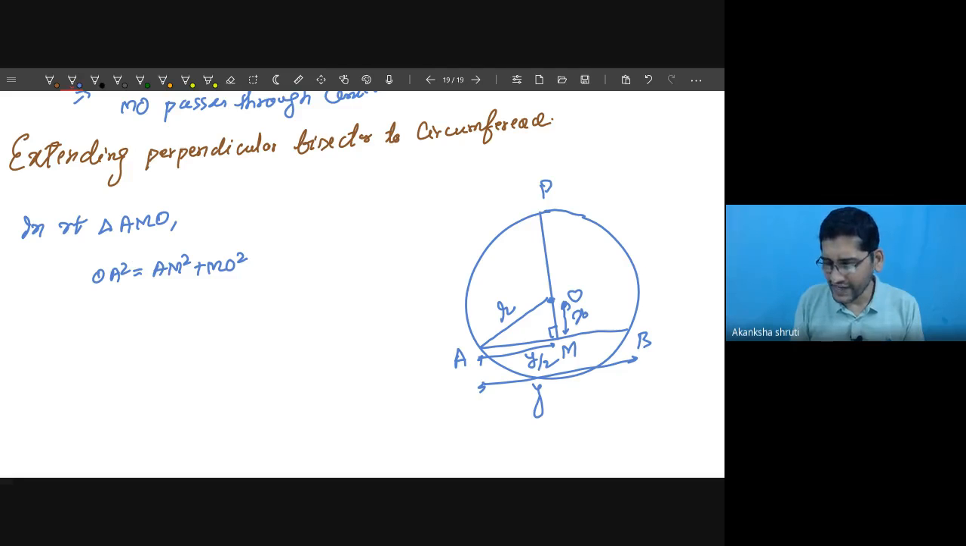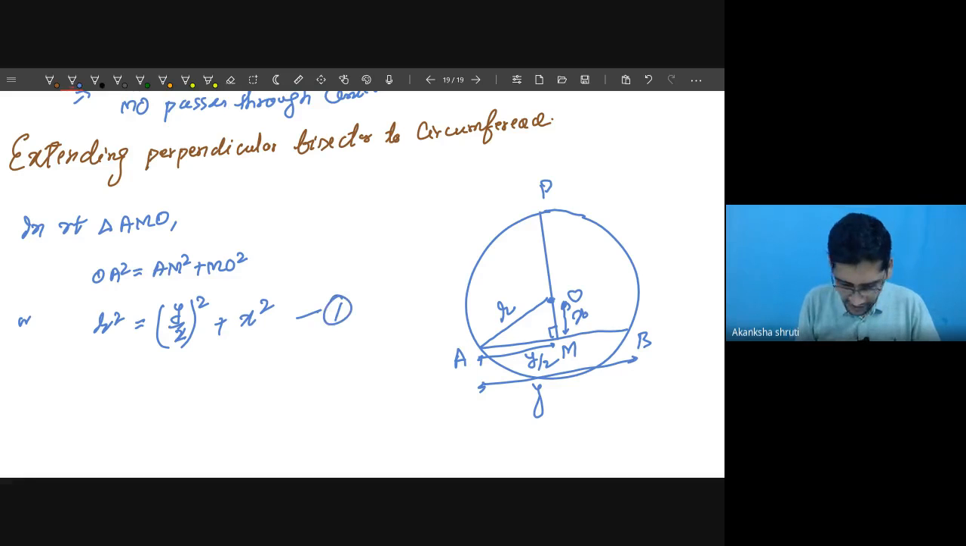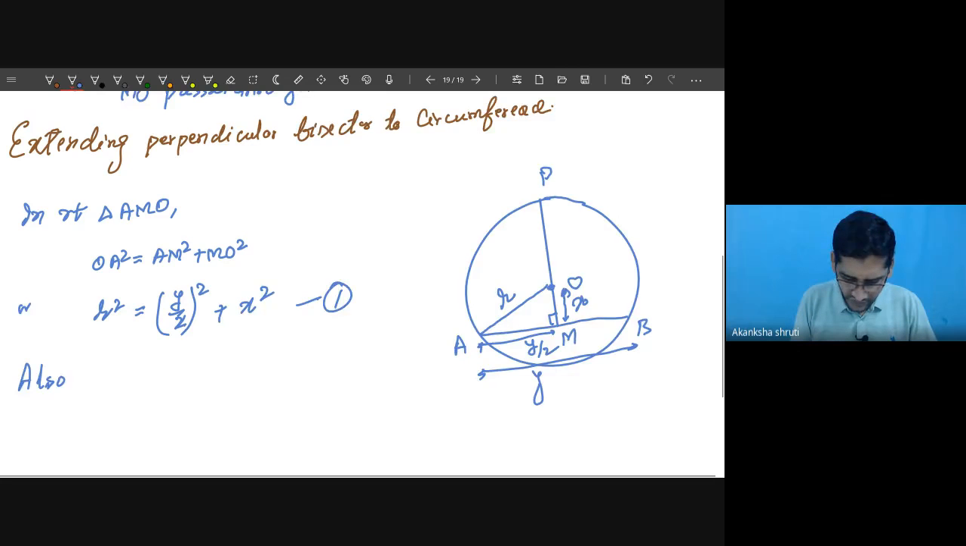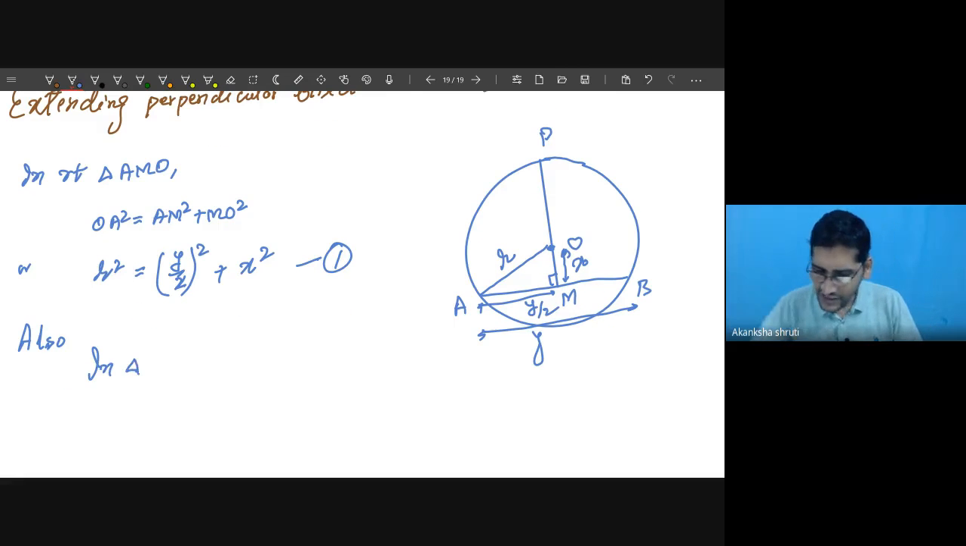We are not worried for that. So this could be the one relation, or we can write it here. R square is equal to Y by 2 square plus X square. This is one relation. Also, here we have extended this MO to P. So we can take the other triangle. What is that?